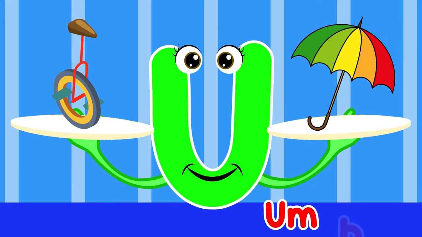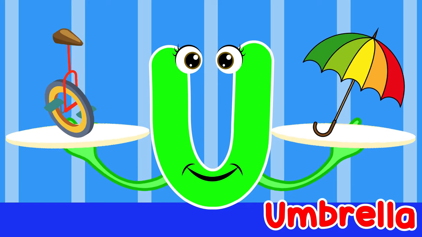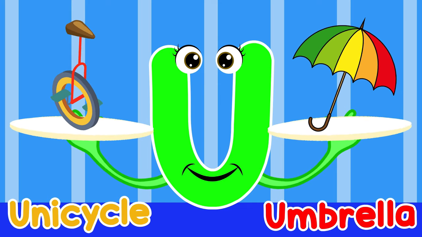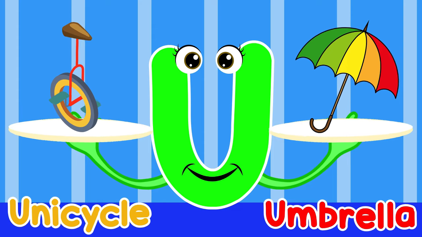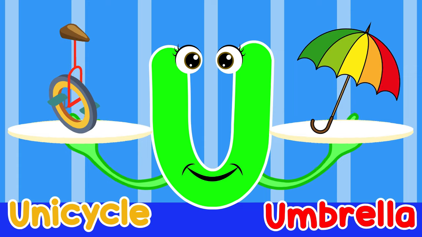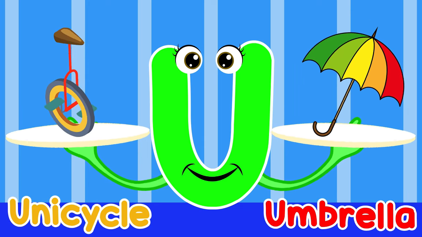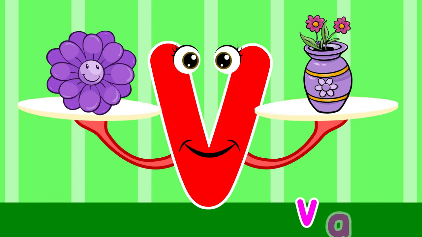U is for umbrella. Umbrella. U is for unicycle. U, u, unicycle. U is for umbrella. U is for unicycle. V is for vase.